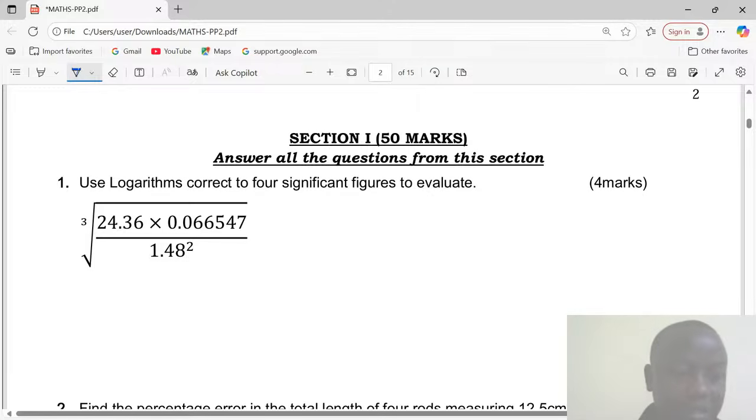We're going to cover something on the 4-figure mathematics table. Use logarithms correct to 4 significant figures to evaluate the third root of 24.36 multiplied by 0.066547 divided by 1.48 squared. So that is the first question.